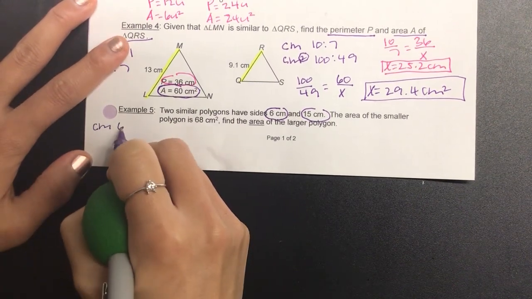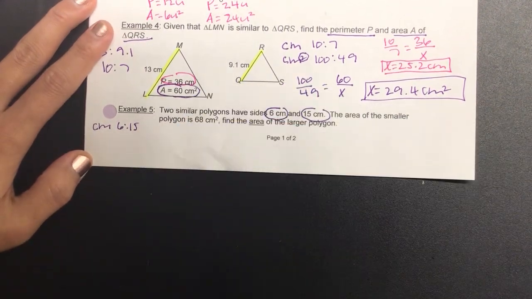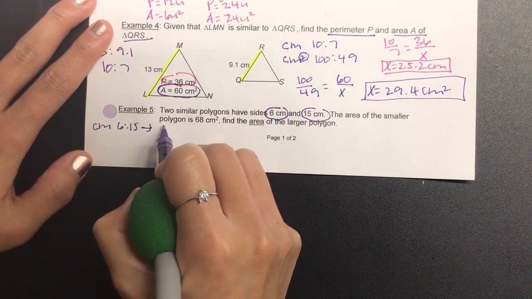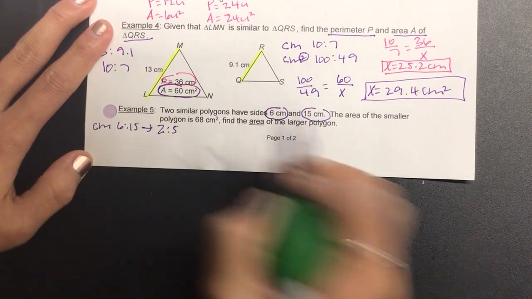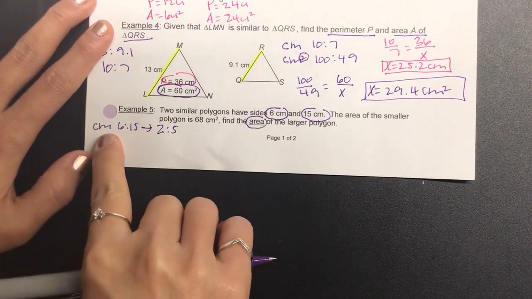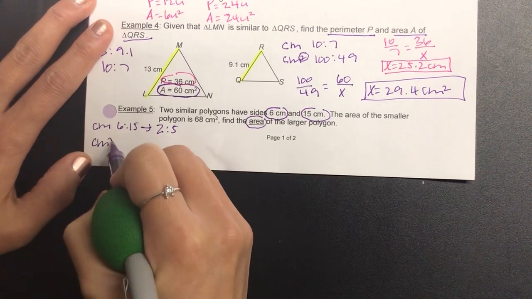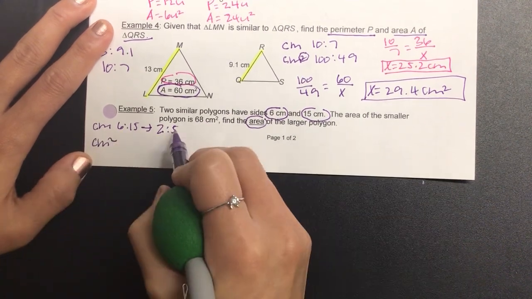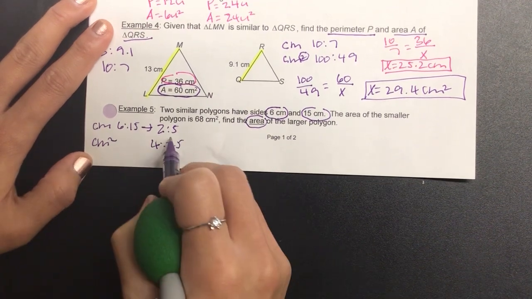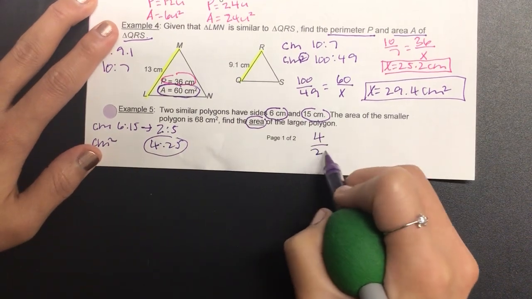And that is 6 to 15. You can leave it like this, but I like to simplify. What would that simplify to? Divide them both by 3. 2 to 5. Because I'm looking for the area, is it going to be centimeters or centimeters squared? Centimeters squared. It's going to be centimeters squared. So I need to take 2 squared and 5 squared, which gives me 4 to 25. That is the number we are going to use on our proportion. So 4 over 25.